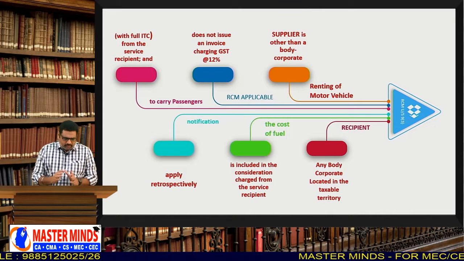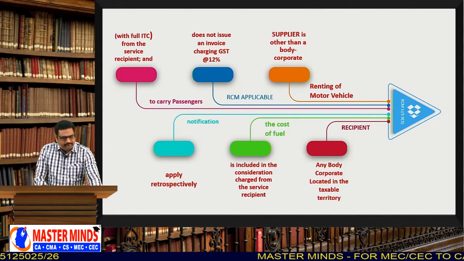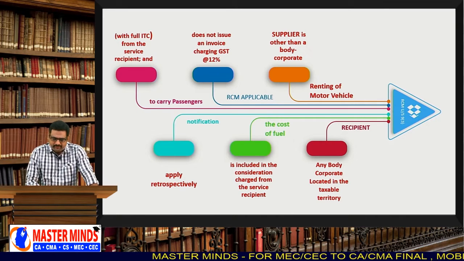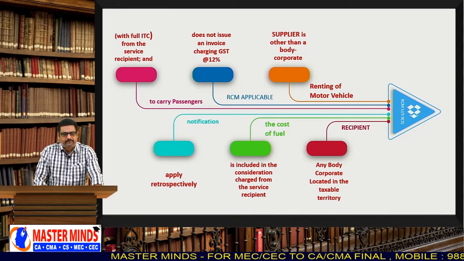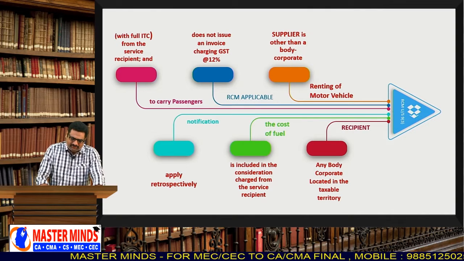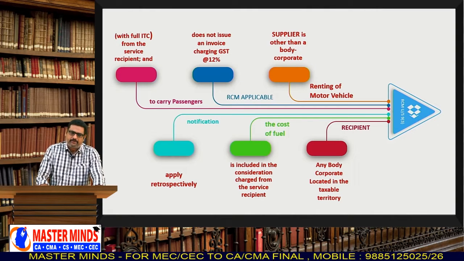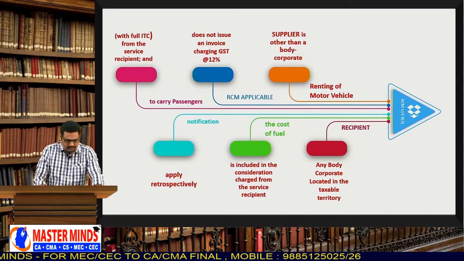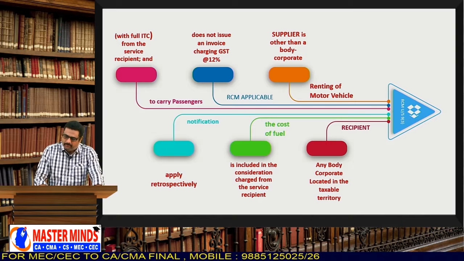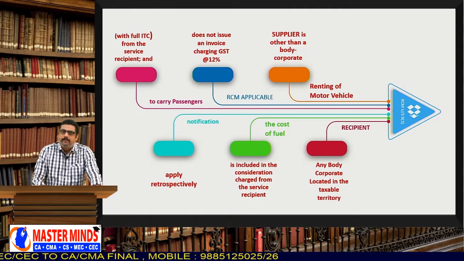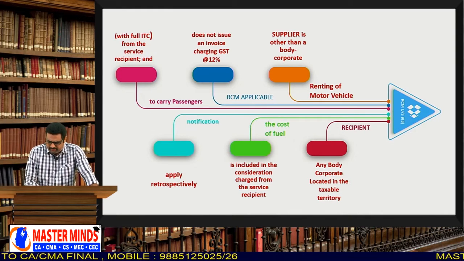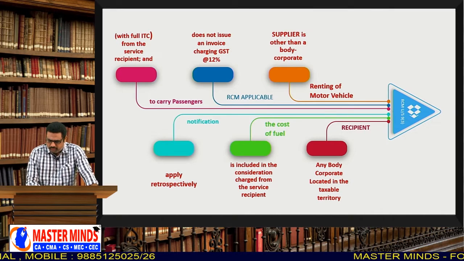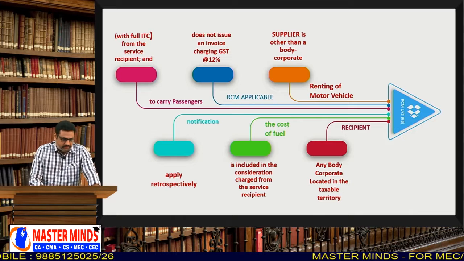Generally, what do we know regarding this? Renting under RCM, section 9 subsection 3. What is meant by the word RCM here? Reverse charge mechanism. In RCM, generally who is liable to pay the GST? The recipient is liable to pay the GST. Understood? Section 9(3) generally covers notified supply of services. In that, there is an amendment in renting of motor vehicle.